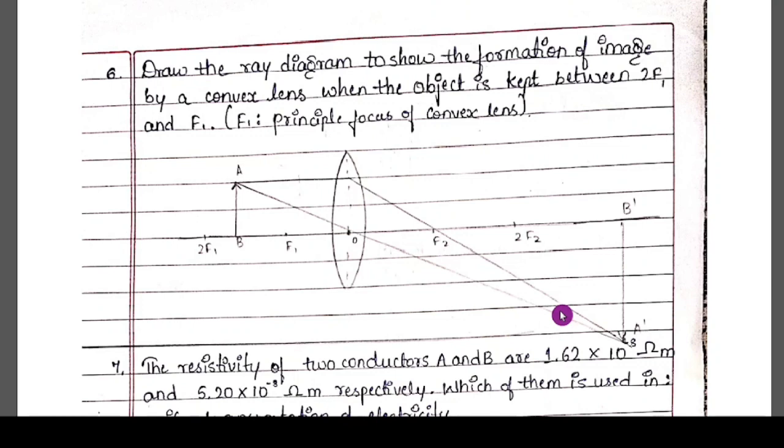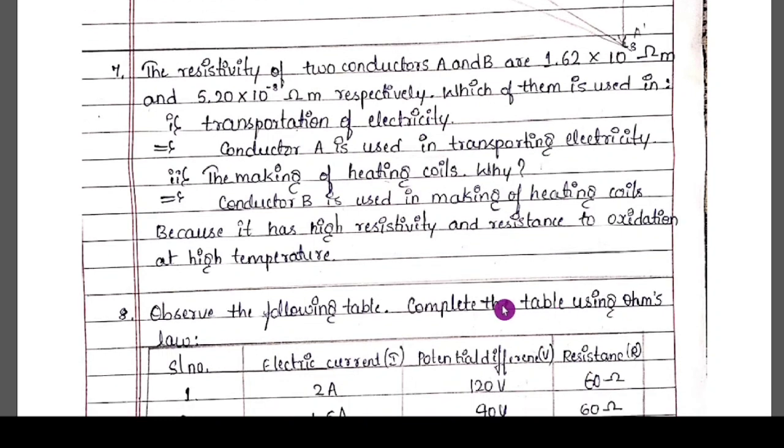Whenever you draw the ray diagram, please children, you have to mention the nature of the image and the size of the image. Seventh question: the resistivity of two conductors A and B are 1.62 into 10 to the power of minus 8 ohm meter and 5.20 into 10 to the power of minus 8 ohm meter respectively. Which of them is used in, first, transportation of electricity, and second, the making of a heating coil? Why?